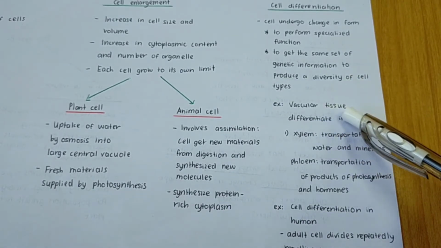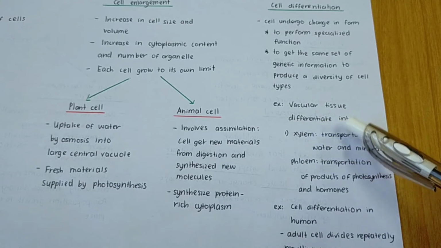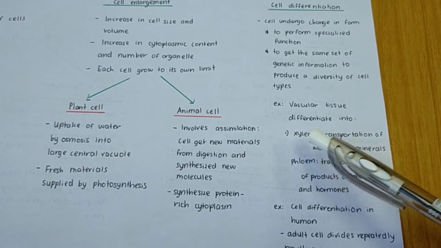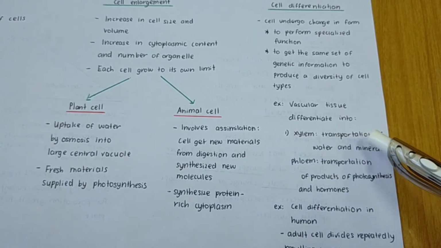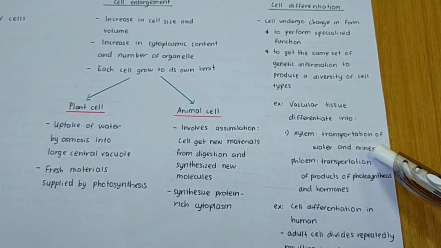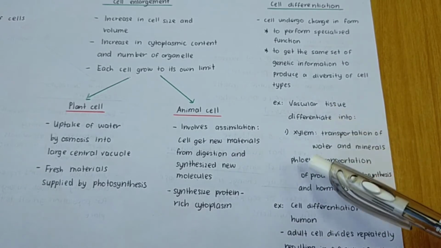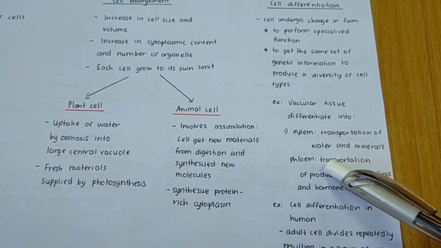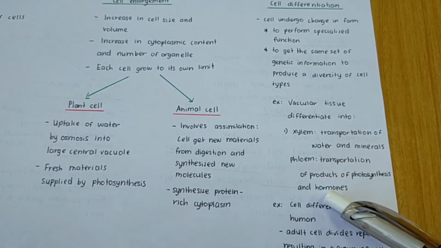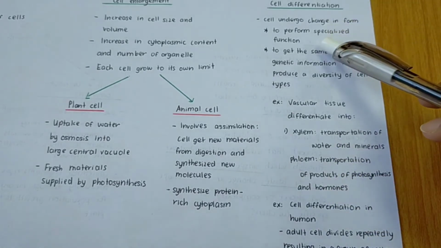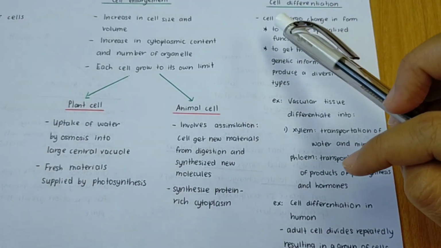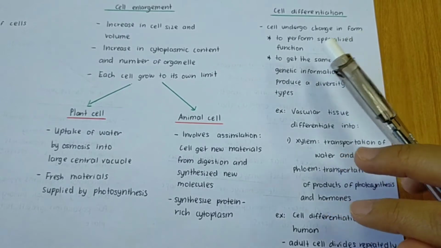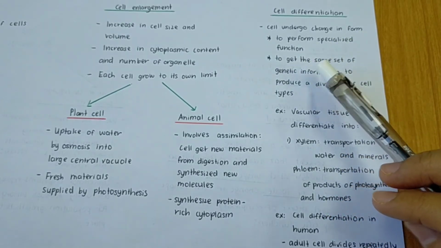Contohnya, if vascular tissue undergo differentiation, it will be differentiated into, one is xylem. Okay, so the function of xylem is transportation of water and also minerals. Another one, vascular tissue also can differentiate to become phloem, which its function is transportation of product of photosynthesis and hormone. Maksudnya the keywords here adalah apa yang akan berlaku kepada sel bila saja berlakunya cell differentiation. So the cell will specialize to perform the specific function.